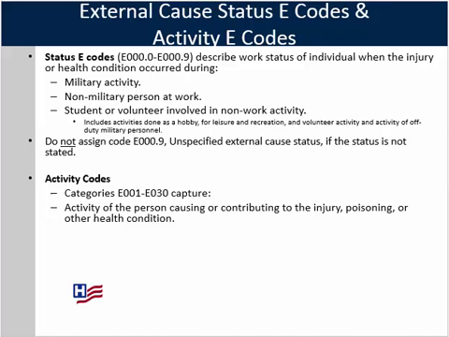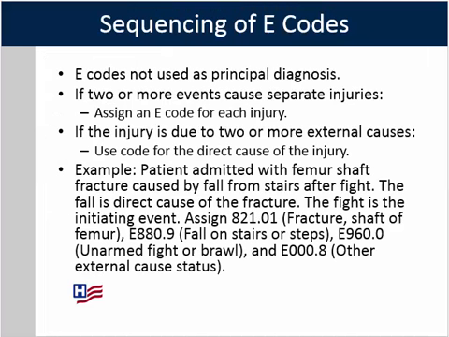These codes may be used with other E-codes for status, E000, and place of occurrence, E849. Coders should not assign code E030, unspecified activity, if the activity is not stated. As I've already mentioned, E-codes are not used as the principal or first listed diagnosis. If two or more events cause separate injuries, an E-code should be assigned for each. If the injury is due to two or more external causes, the code for the direct cause is listed first.